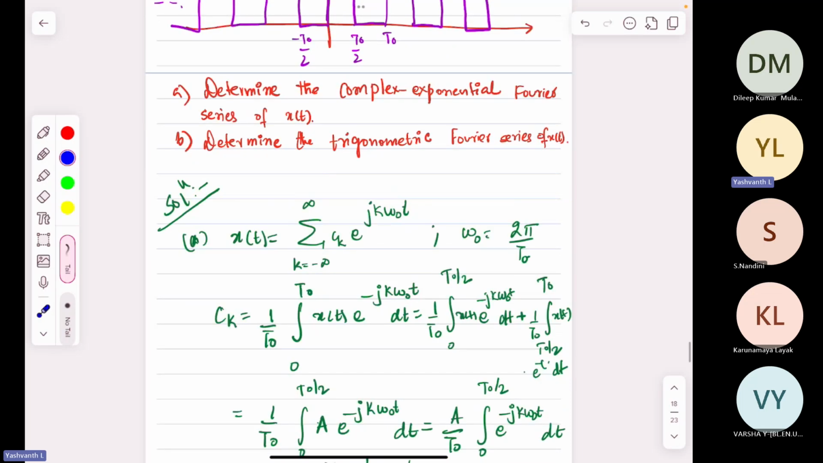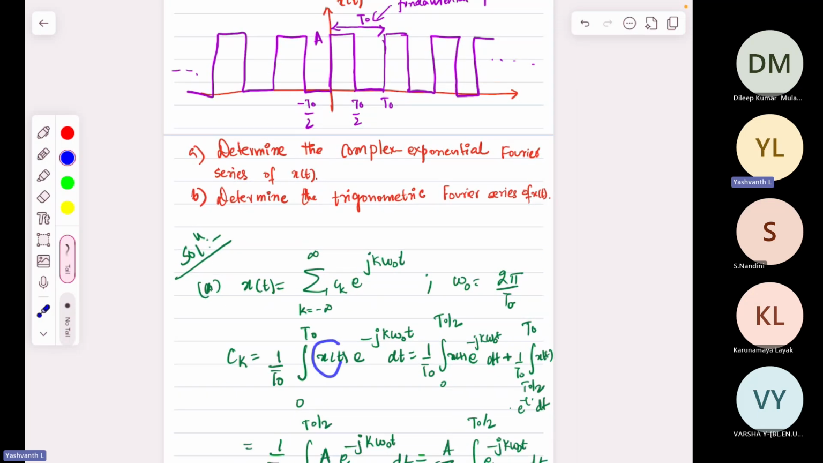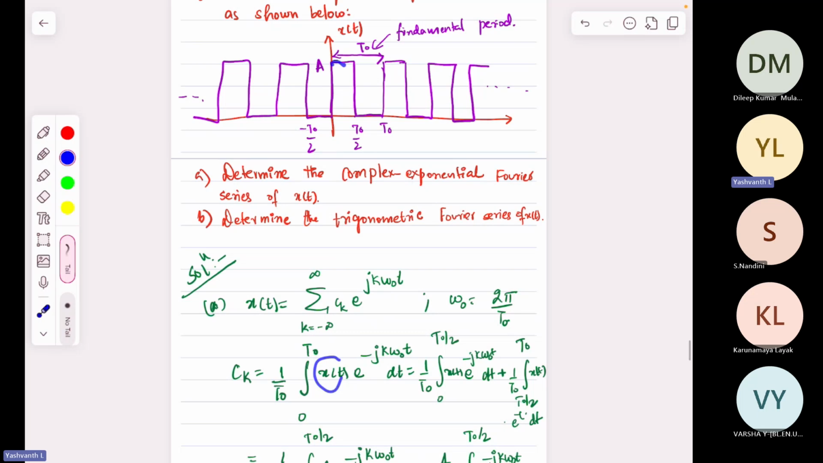So Ck is equal to 1 by T naught times the integral 0 to T naught of x of t e power minus j k omega naught t dt. Now you see the value of x. Go back to the given x of t. X of t takes the value A, some non-zero amplitude A, from 0 to T naught by 2, and from T naught by 2 to T naught, it takes the value 0. So it's a split function.